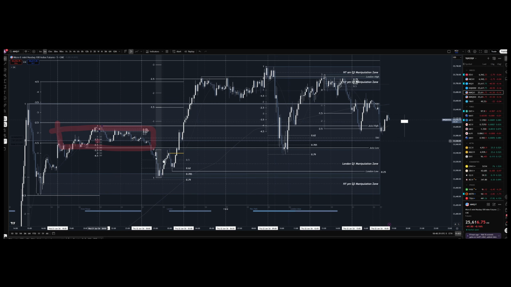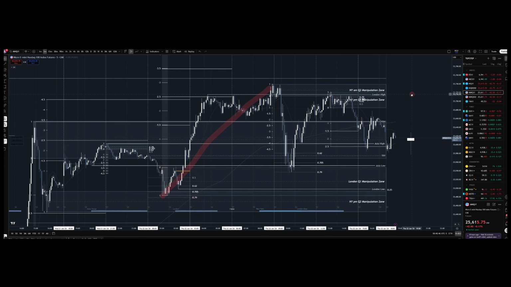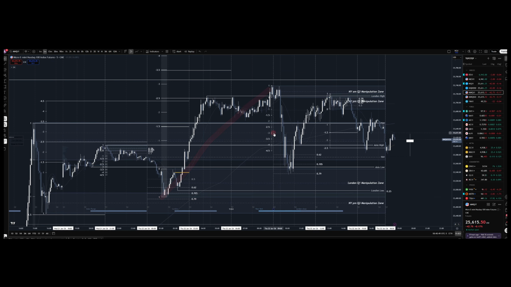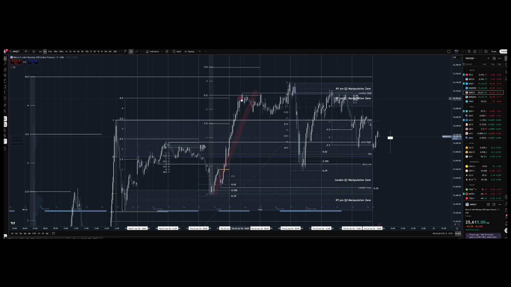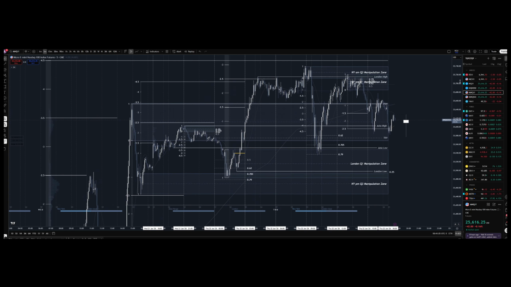We have our accumulation, manipulation into London, expansion from there. We then get a whole other manipulation swing here into New York, and then unable to close above there. So I think the best leg of the day was catching this one here from the low of the day from London coming up. Any questions on the day before I delete my chart?